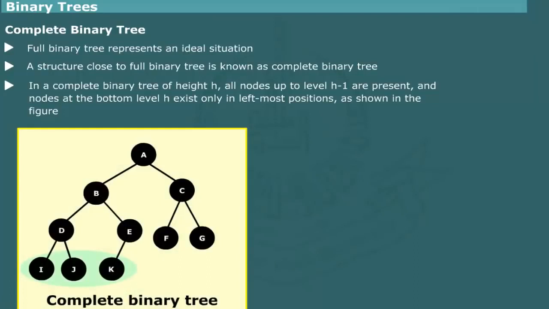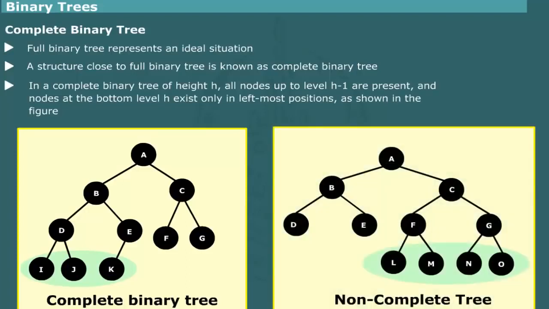Figure shows an example of a complete tree. Notice that at the bottom level, some of the nodes are missing. The filled nodes at the bottom, namely I, J and K, are in the leftmost position. By way of contrast, this figure shows a non-complete tree because the available nodes at the bottom level are in the rightmost position rather than in the leftmost position.